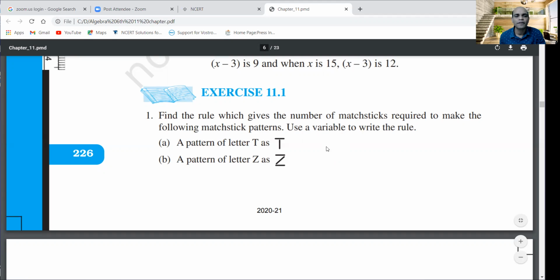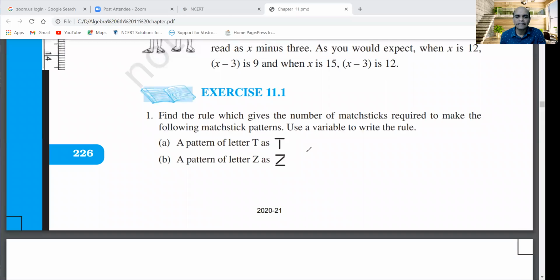Good, very good. Now the question says: find the rule which gives the number of matchsticks required to make the following matchstick patterns. Use a variable to write the rule. Last class we discussed how to write C and F. This class it is asking how to make T. To write a T, how many matchsticks are required? Who can tell me? Sir, 2. This is 1, this is 2.